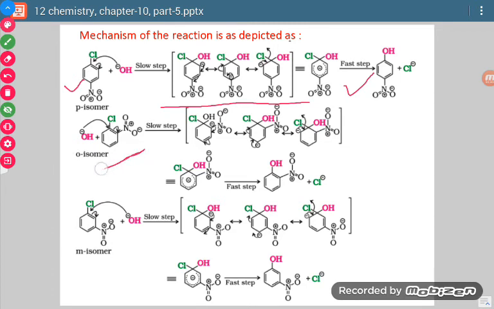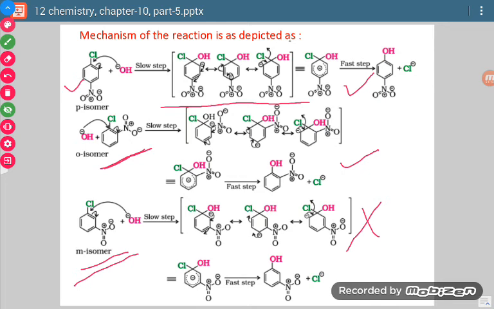Similarly, for the ortho product, there is also formation of negative charge at ortho and para positions, and the NO2 group is attached to the same carbon where negative charge is developing. So this stabilizes the molecule. But if we see the meta isomer, what happens? The negative charge developed is at ortho and para positions, whereas the NO2 group is attached at the meta position. So this destabilizes the molecule. Such a structure is not stable, so it will not increase the reactivity of the species.